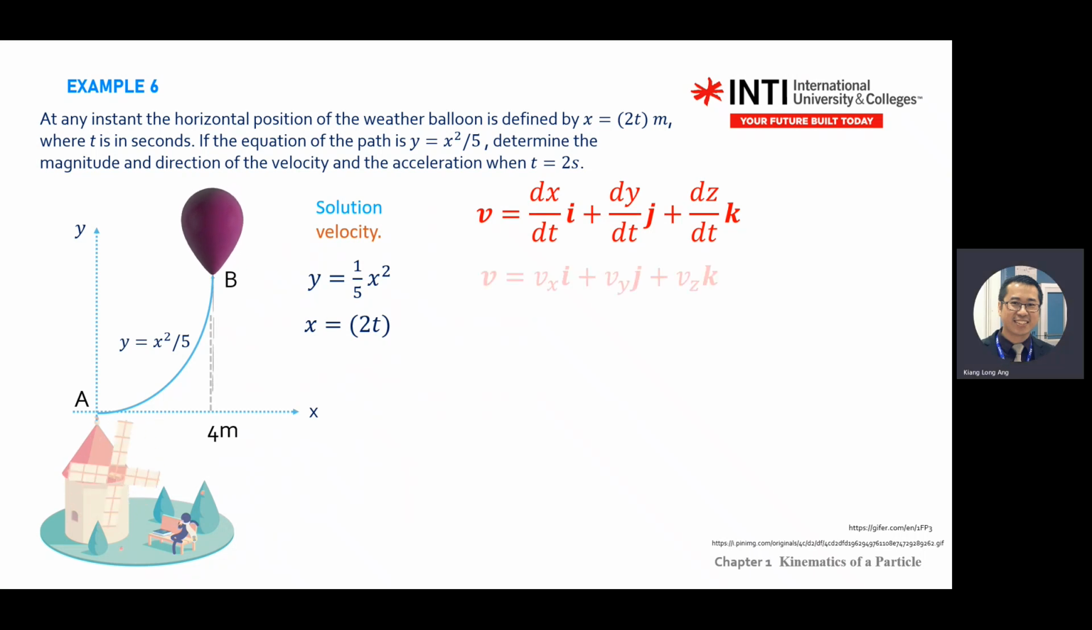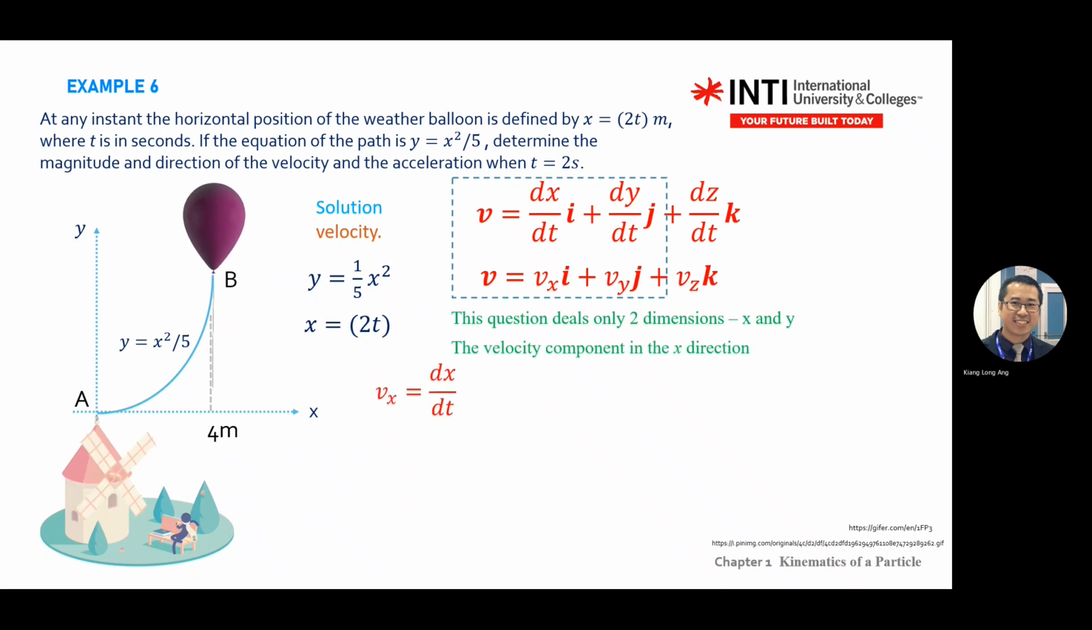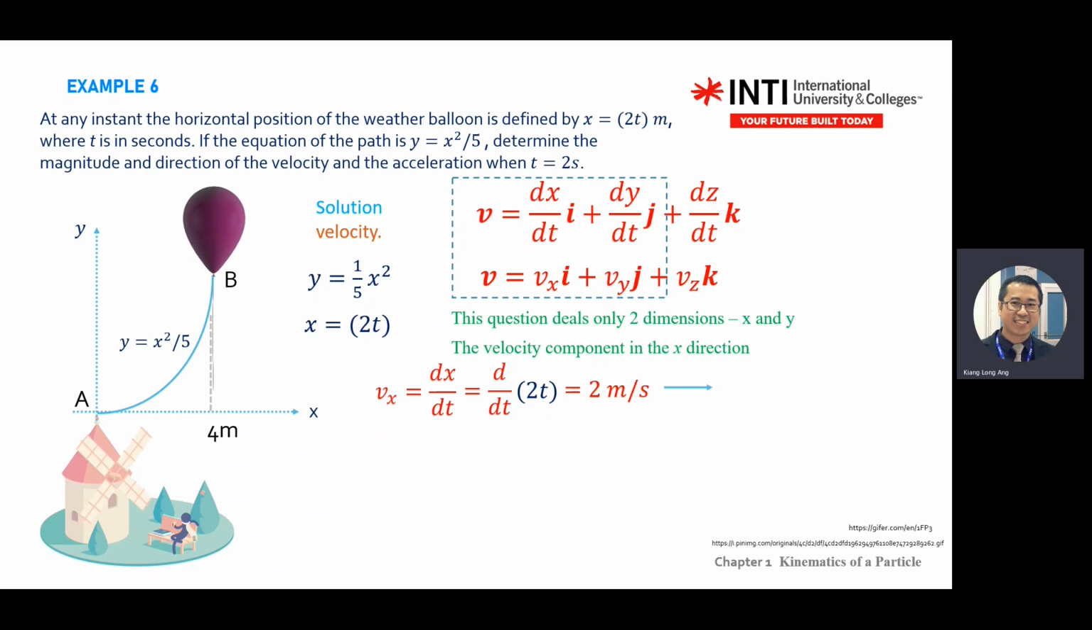All right, so you do the time differentiation. In the x direction, you have dx/dt, so you get 2. The answer for Vx is 2 meter per second. The direction, because you're dealing with a vector, has magnitude and direction. 2 meter per second is speed. Speed is magnitude. For a vector, you have magnitude and direction. Direction is to the right, positive.